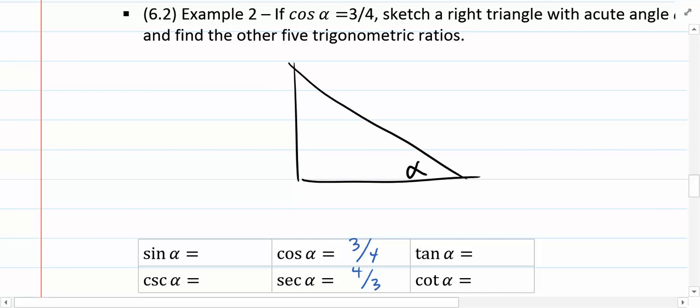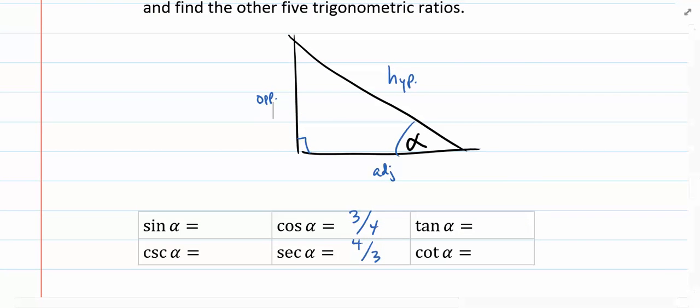Now, we should identify our side lengths here. This would have to be our hypotenuse in our drawing. This would be our adjacent side, and this would be our opposite side. So if cosine of alpha is 3/4, and cosine is described as adjacent over hypotenuse, then I know that the adjacent over hypotenuse is 3/4. Our hypotenuse is 4. Our adjacent side is 3.